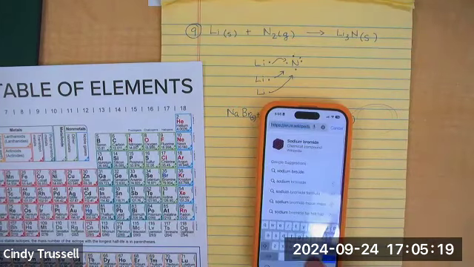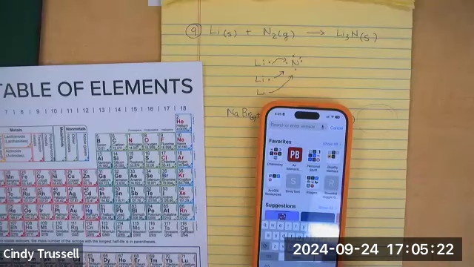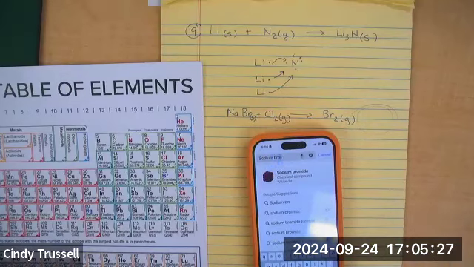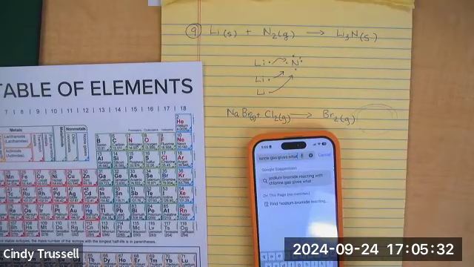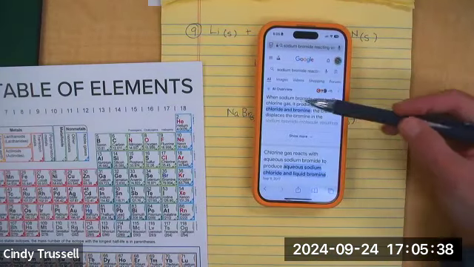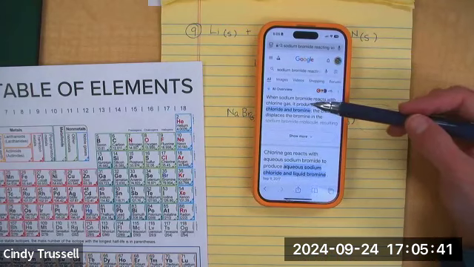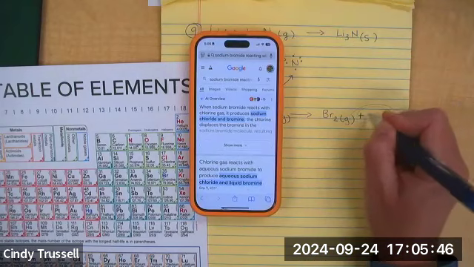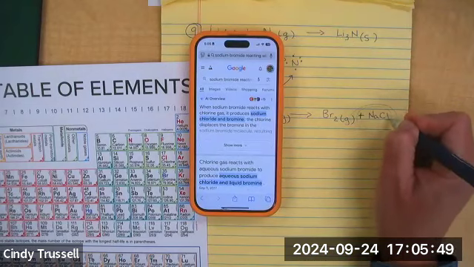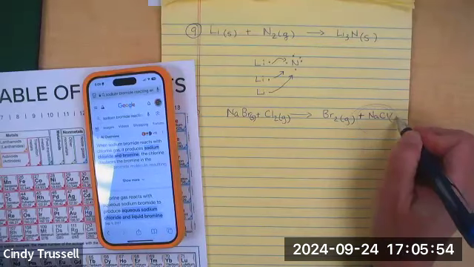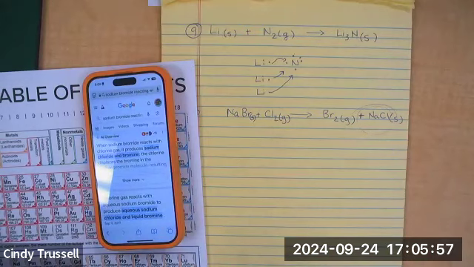And just out of curiosity, let's look it up. Sodium bromide reacting with chlorine gas gives what? Let's see what Google has to say. When sodium bromide reacts with chlorine gas, it produces sodium chloride and bromine. So technically, we were missing the sodium chloride on the right-hand side, and that's a solid. Okay, great. That is the end of this problem set.